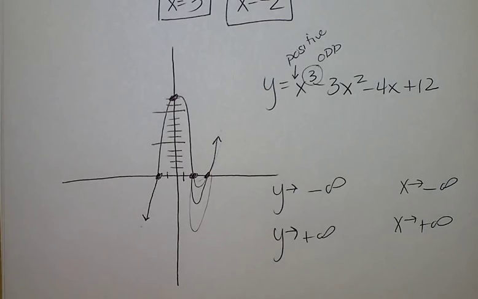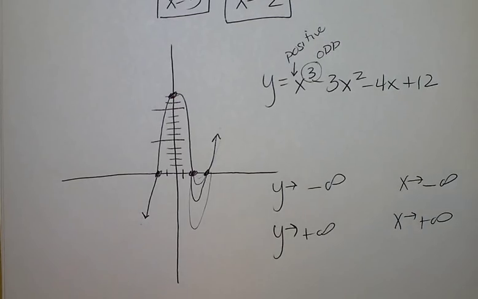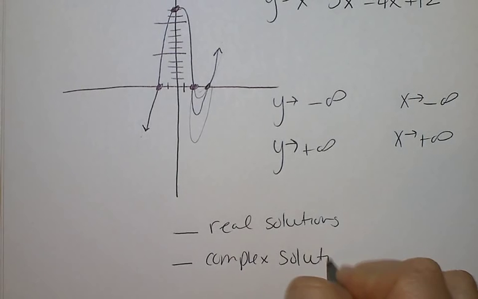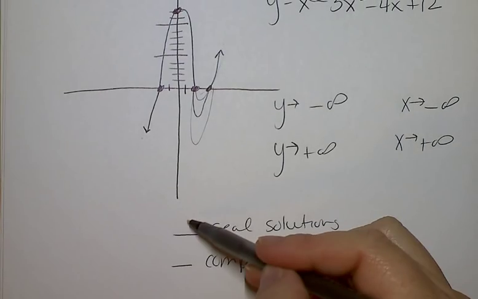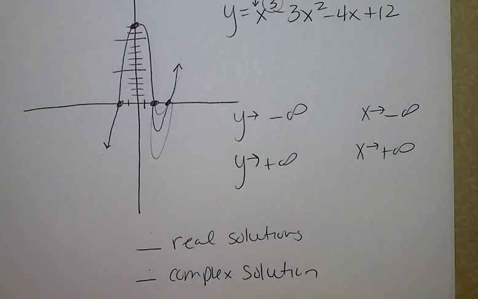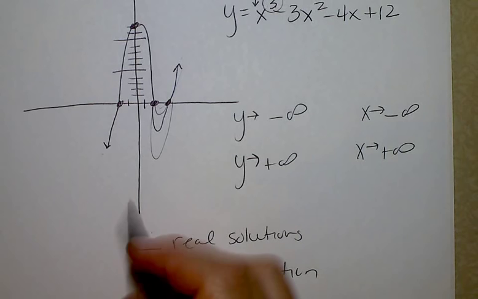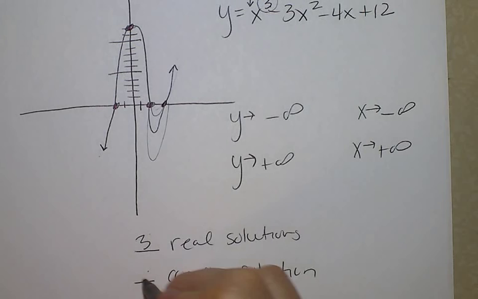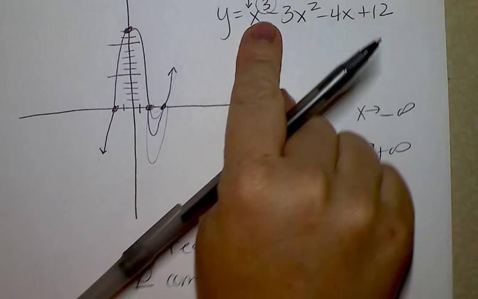Okay, one last thing. If you had to fill in this blank, for this graph, we know we need to end up with an answer of 3. So whatever you put into these blanks needs to add up to 3. Of the solutions, how many of them were real? 3. How do you know that? 1, 2, 3. So if 3 were real, that means there was 0 complex, since your final answer has to add up to 3.